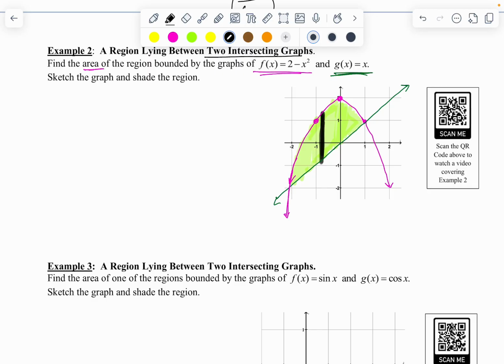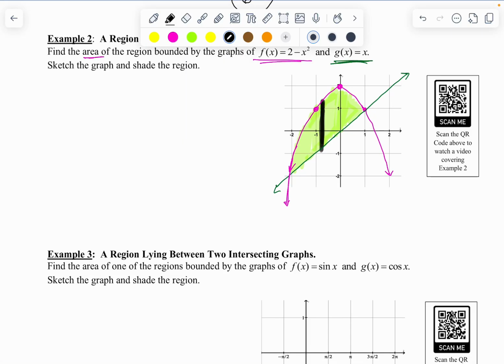So that means our bounds are going to be between the x values. Now, they don't tell us what the bounds are, so we need to figure out these 2 points of intersection between those graphs. And how do you do that? Well, that's going to be basic algebra, if you remember.